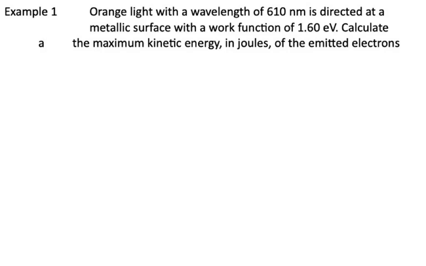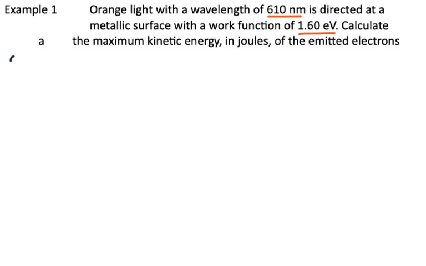So this is what we're dealing with here: orange light, wavelength 610 nanometers, is directed at some metallic surface with a work function of 1.60 electron volts. Calculate the maximum kinetic energy of the electron. Well, we know the wavelength, 610 nanometers. But again, we need meters to do calculations, so this will be 610 times 10 to the minus 9th meters.